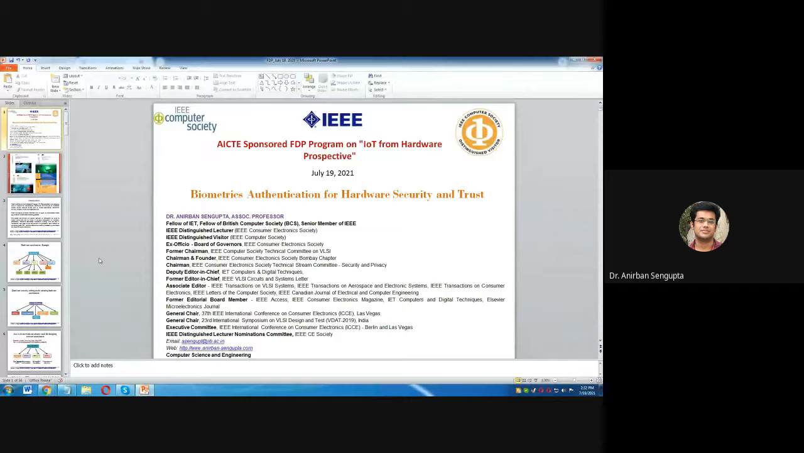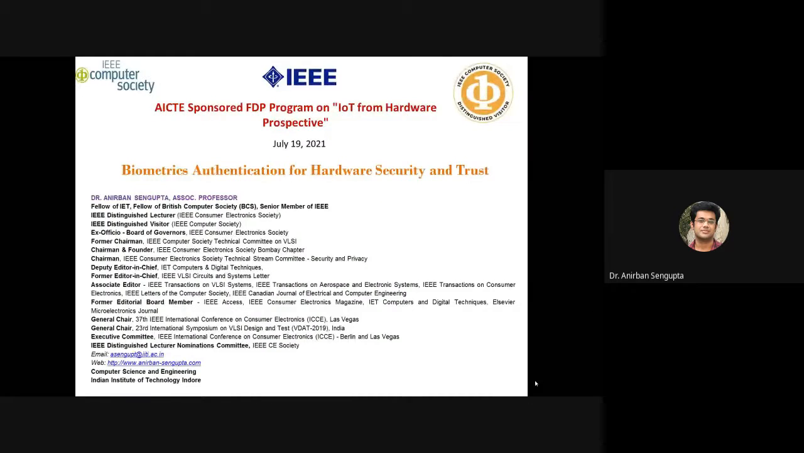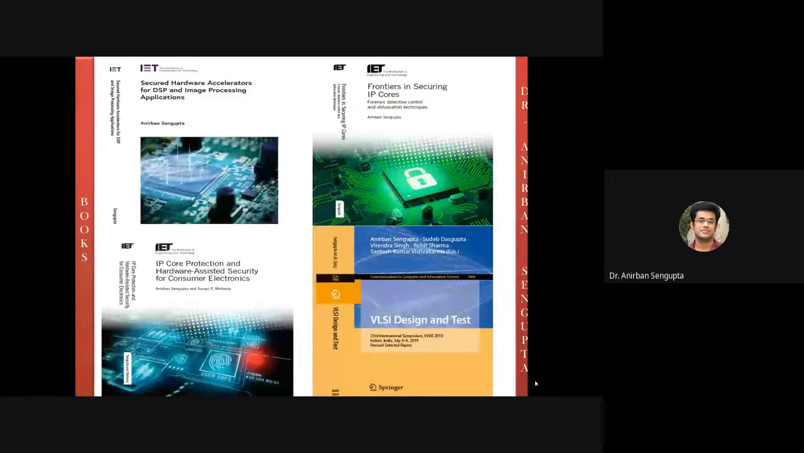So I've been asked to give a talk on the hardware perspective of security from the underlying core of IoT. I wish to talk on biometrics authentication for hardware security and trust, which is a very important part of IoT hardware, if you think from the perspective of securing the underlying hardware used in IoT frameworks. These are some of the books that I will be referring to while I give my talk today, and interested readers may also read the books for more details.